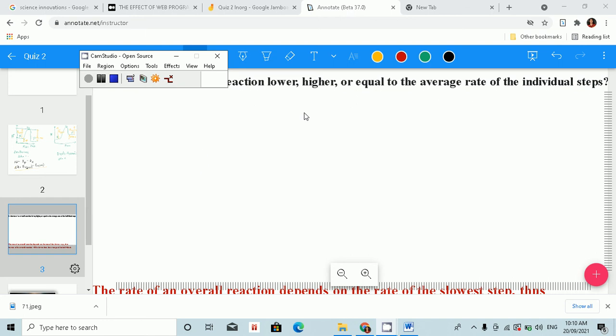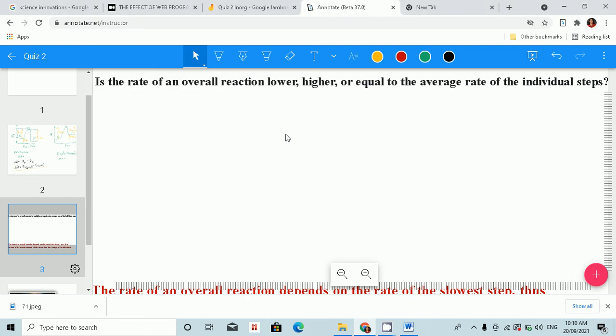Number 8. Is the rate of an overall reaction lower, higher, or equal to the average rate of the individual steps? Okay, so in this problem, we are asked if the overall reaction.